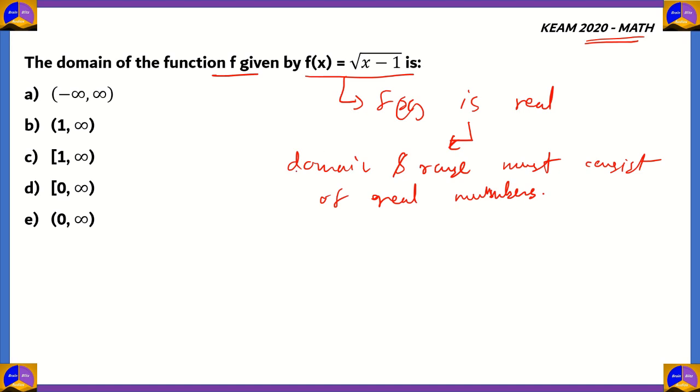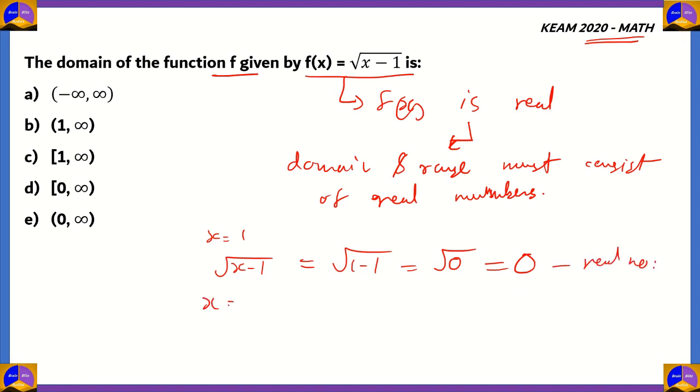Now, if we were to plug in some values, for example, if x equals 1, then under root of x minus 1, that is under root of 1 minus 1, which is under root of 0, which is 0. So 0 is a real number. But if you were to take x equals 0, then it'll be under root of 0 minus 1, which is under root of minus 1, and this number is not real. It's what we call the iota, or the imaginary number.